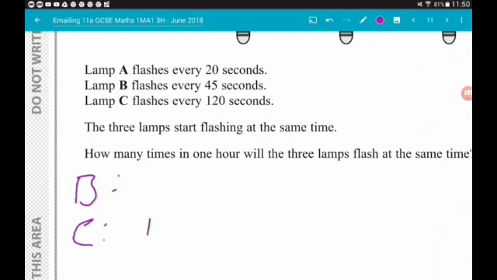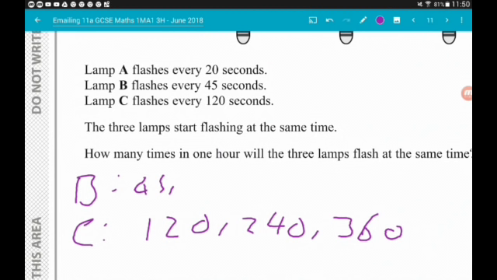So it's going to be 120, 240, 360. No, I think that'll be enough. 45s go 45, 90, 135, 180.